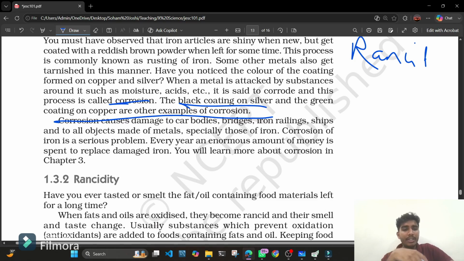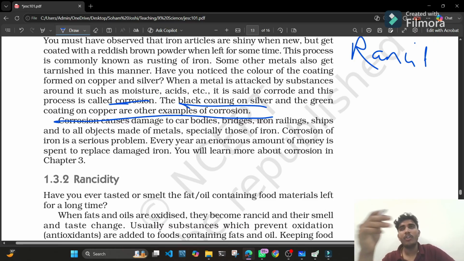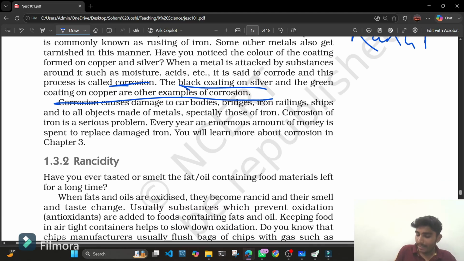So that is why we need to spend an enormous amount of money on replacing the damaged iron, or to conserve the iron from rusting. ठीक है, so that is all about corrosion. ठीक है, I hope this is clear.